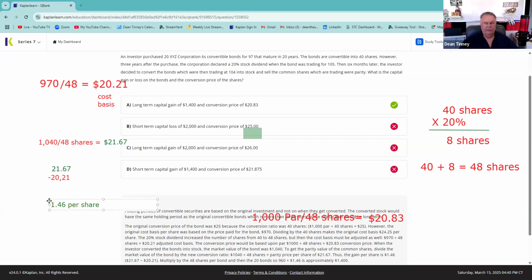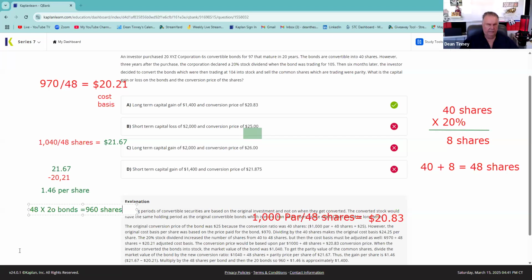Okay, so now the last thing I've got to do is figure out what that total is. So I've got to figure out how many shares that is. And remember, there were 20 bonds here, right? So we're going to take 48 shares per bond times the 20 bonds. And that's going to tell me how much stock I actually got. That's 960 shares.